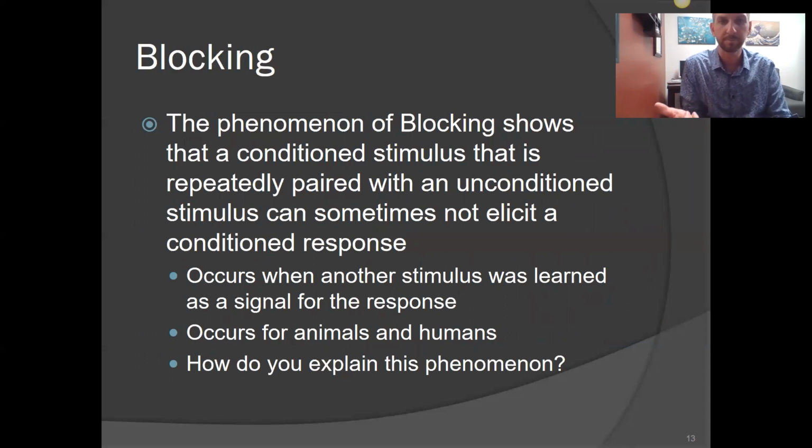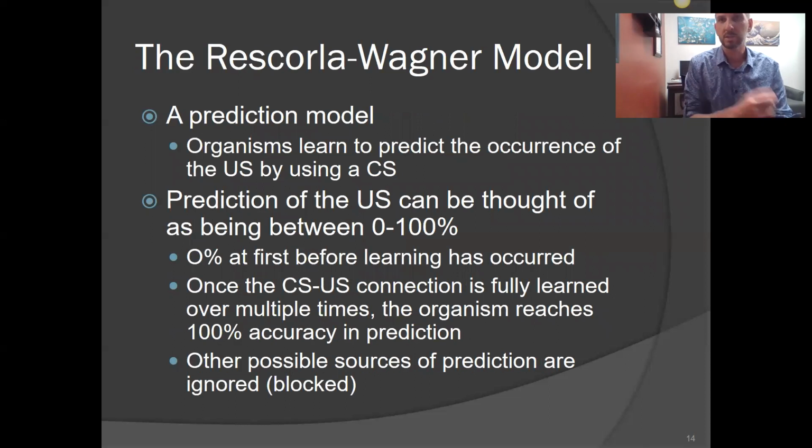Well, what's happening? How do you explain this? And let me say the last thing there. This can occur for both animals and for humans, and so it's not just a question of whether this is conscious. No, it doesn't matter. It also occurs when another stimulus was already learned as a signal. So this has puzzled a lot of researchers, but a pair of researchers, Rescorla and Wagner, came up with a model to help explain this.